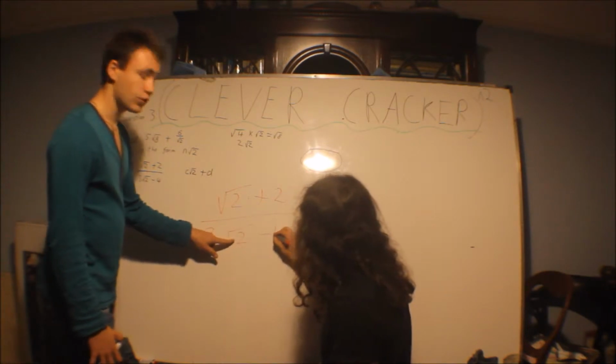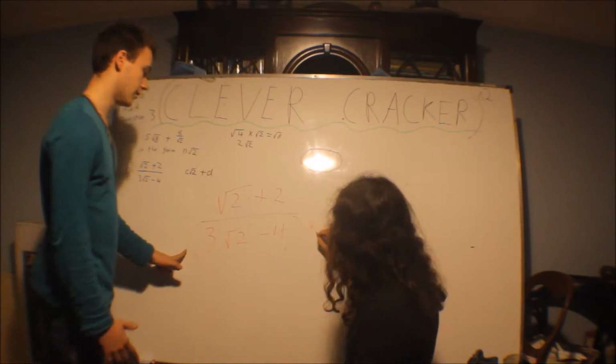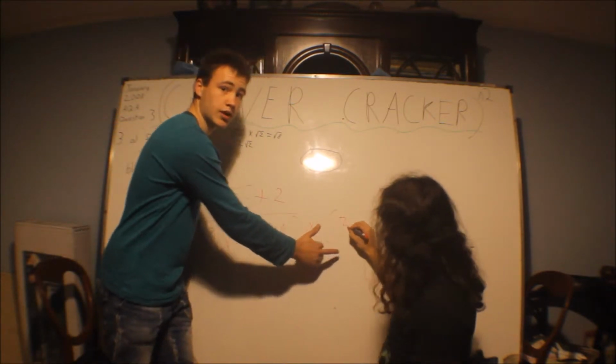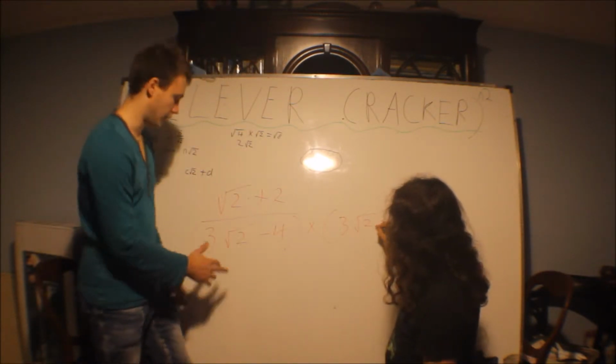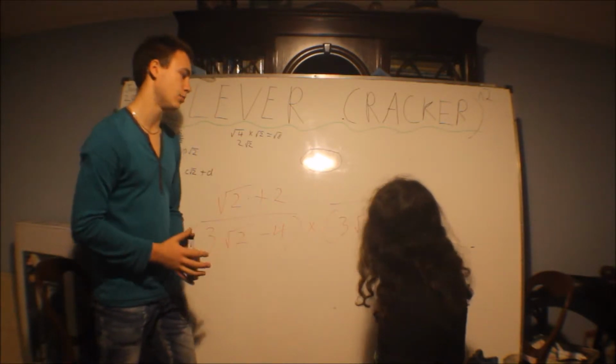Now because this root 2 is on the bottom, you want to get rid of it. You always want to get rid of surds that are on the denominator. But if you times by just root 2 again, that wouldn't work. You'd end up with, that would cancel, but then you'd have minus 4 root 2. So you'd just be back in the same predicament.